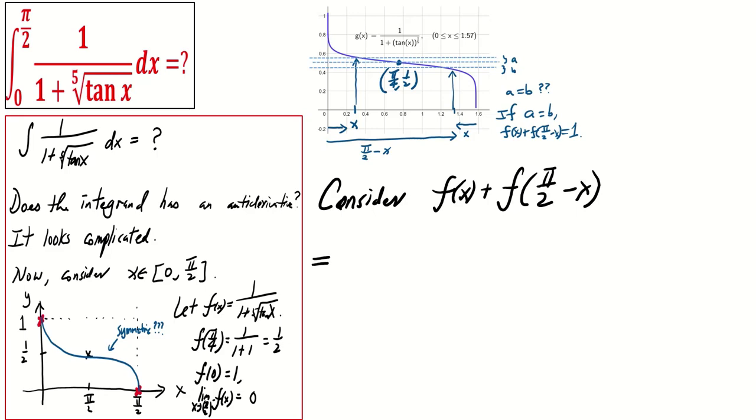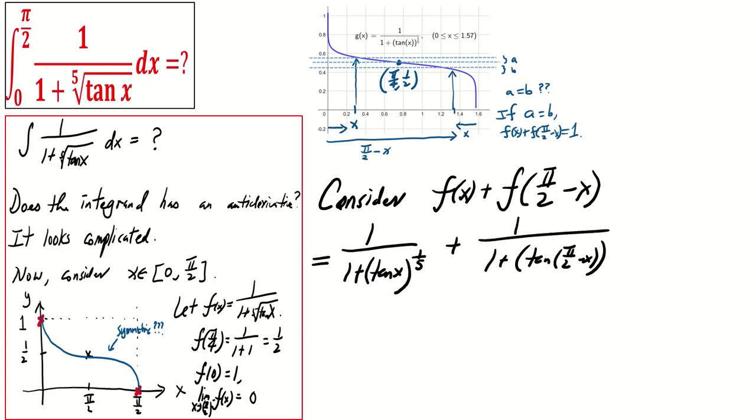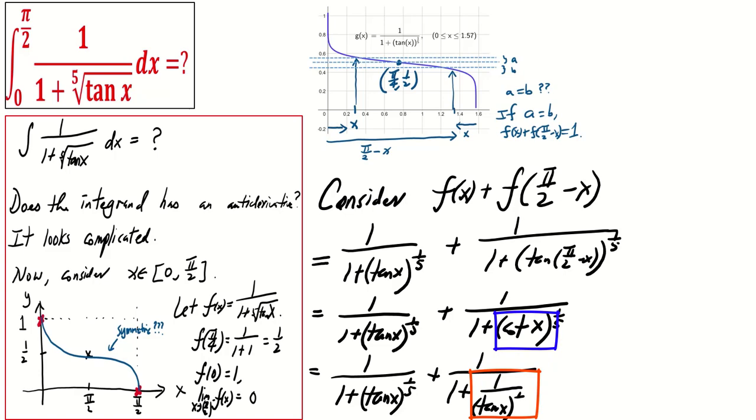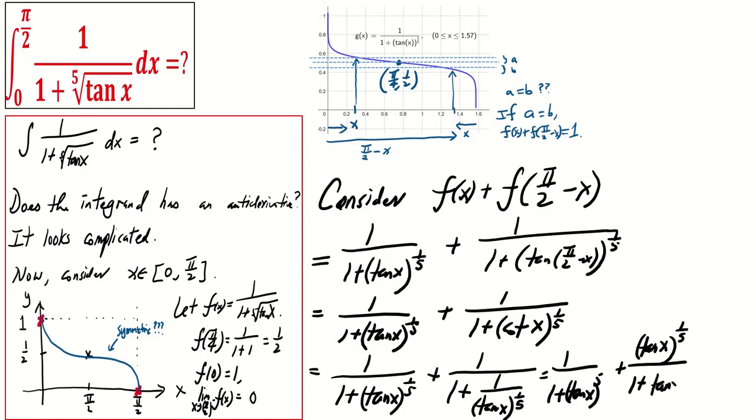So using the definition, it is 1 over 1 plus tangent x to the power 1 over 5, plus 1 over 1 plus tangent of (pi over 2 minus x) to the power of 1 over 5. We know that tangent of pi over 2 minus x equals cotangent x, and cotangent x equals 1 over tangent x. So the direct calculation will show that this expression indeed equals 1 over 1 plus tangent x to the power 1 over 5, plus tangent x to the power of 1 over 5 over 1 plus tangent x to the power of 1 over 5. And therefore the sum equals 1.